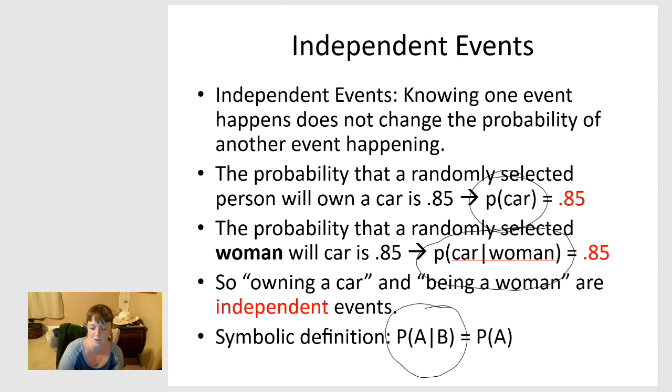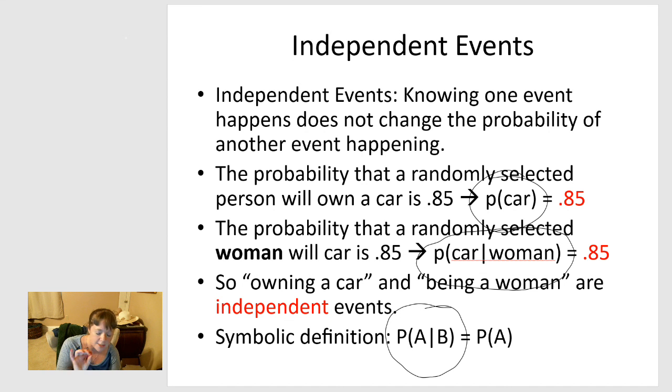the probability of owning a car, event A, given that the person is a woman, is exactly the same as just the general probability of owning a car. Being a woman did not increase or decrease the probability of car ownership. And so these are totally independent events, conceptually unrelated. Gender has no effect on car ownership. At least being a woman doesn't, right?